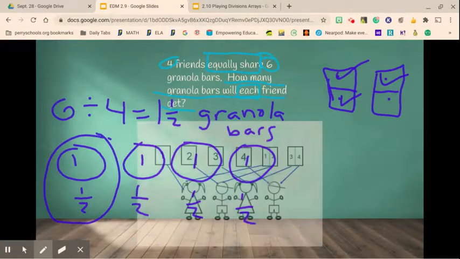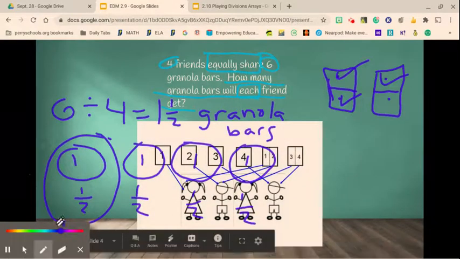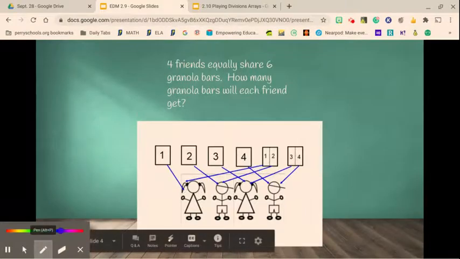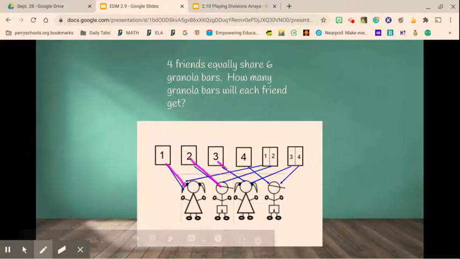You could have looked at it a little bit differently. And this was a picture that was drawn. And you can see that the one girl got 1. 1 went here. The second granola bar went here. The third granola bar went here. The 4th granola bar went here. And then they divided the granola bars in 2 halves. So this piece went to the first girl. This piece went to the second boy, third girl, and then 4th boy. So they each got 1 and a half.